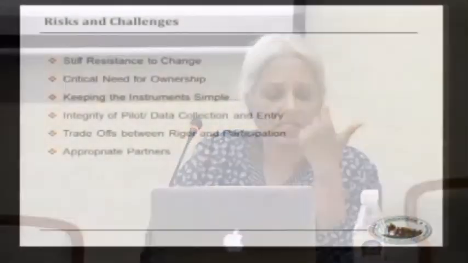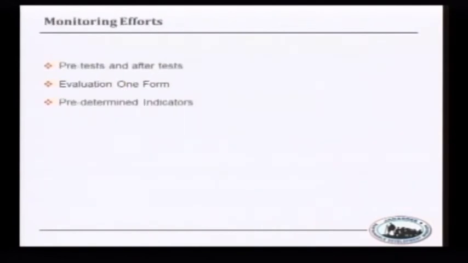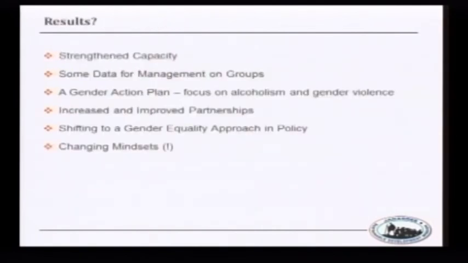Strength. So what were the results? There's some strength in capacity, some data for management by the groups. There's a gender action plan that has come up. We also, as I first mentioned, were trying to influence policy makers. We have come up with a document like this. We have given it to several of those people, especially the planning board, and the planning board has said they will definitely consider this. Increased and improved partnerships have come up. We are now partnering with the Women's Commission. And in many cases, people are talking the language of gender equality.